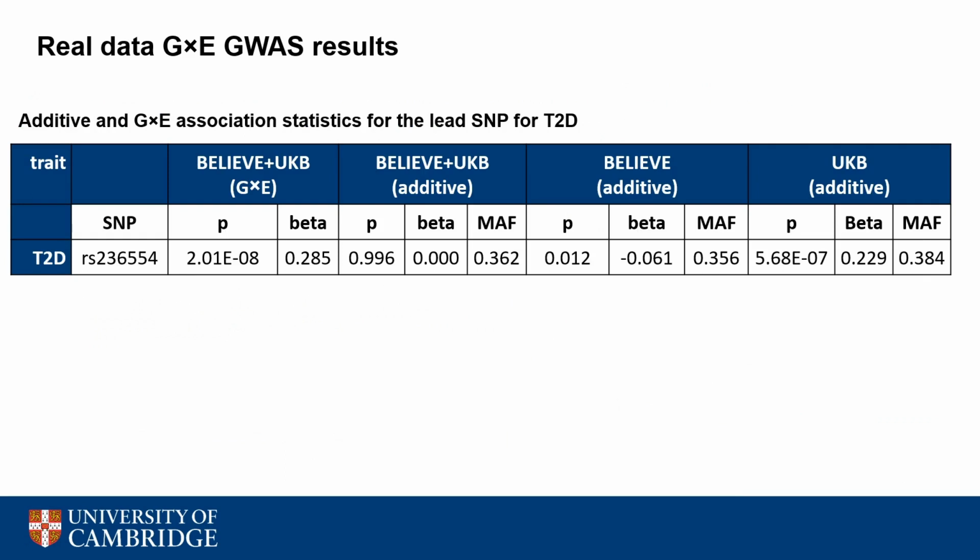Here is a more detailed table of the association statistics for the lead SNP for type 2 diabetes. This variant had no previous association to any phenotypes in the literature. And as you can see, the effect is quite frequent, and it was not significant in any of the single cohort or combined cohort additive association GWASs.